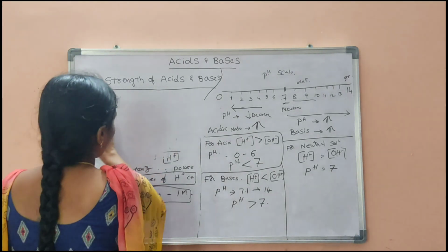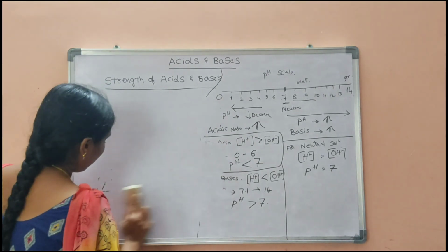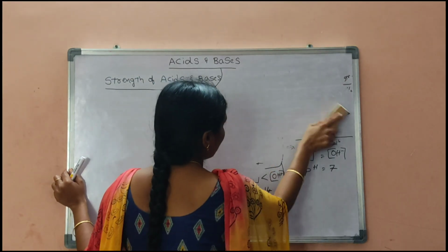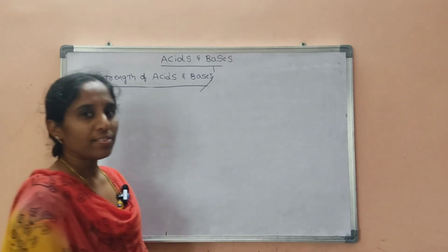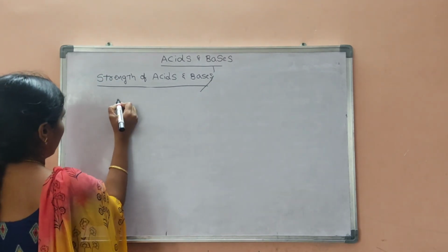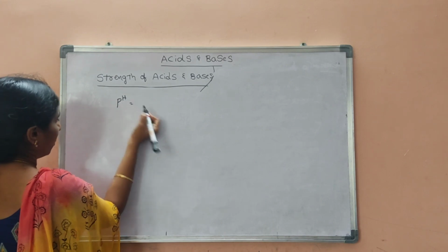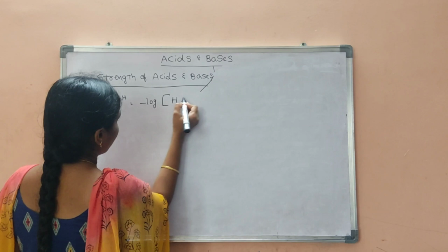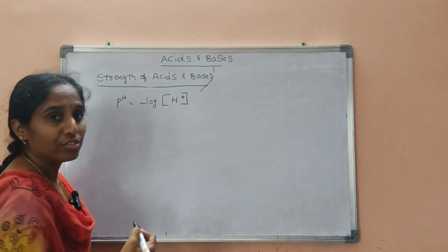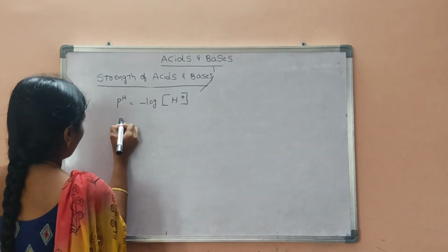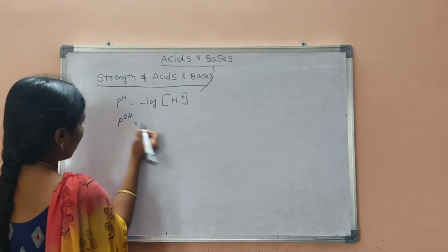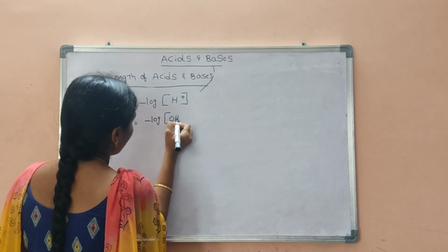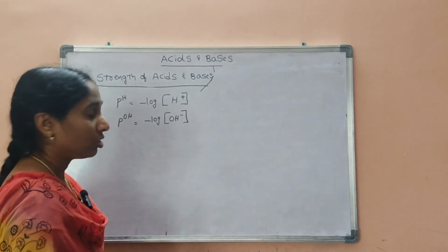Next, you can remember 4 formulas about pH. Important. So, what is the pH? pH equals the negative logarithm of hydrogen ion concentration. In the same way, pOH equals minus log OH minus ion concentration.